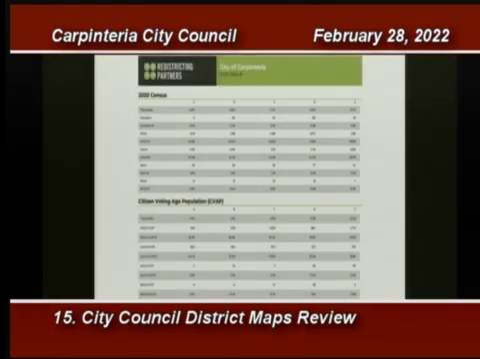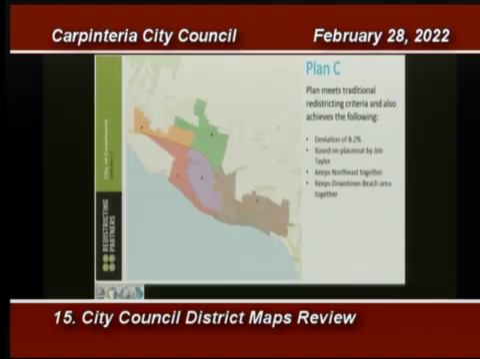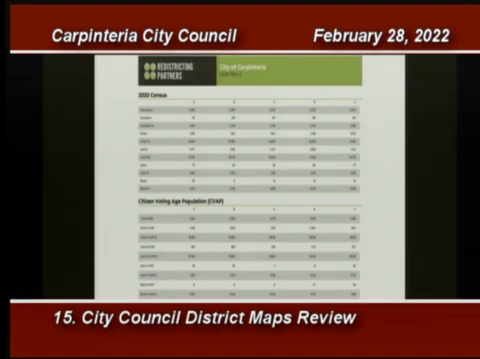And the final plan for your consideration is draft plan C with a deviation of 8.2%. This one was based on a placemat that was submitted by Jim Taylor. It keeps the northeast of the city together and also keeps the downtown beach area together. So again, we have your data table for that specific plan. And so again, you have four plans ahead of you.